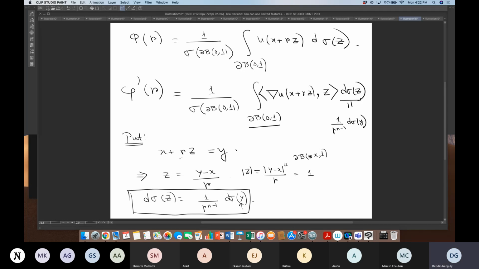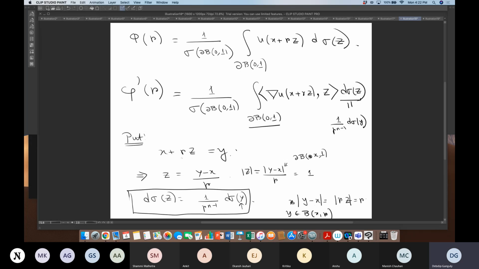Now you write down y. Now the radius is r. So now you can write y minus x is equal to rz. You take the modulus of this. This is r because mod z is 1. So y lies in b x of r. Is that clear? Y is in b x r.